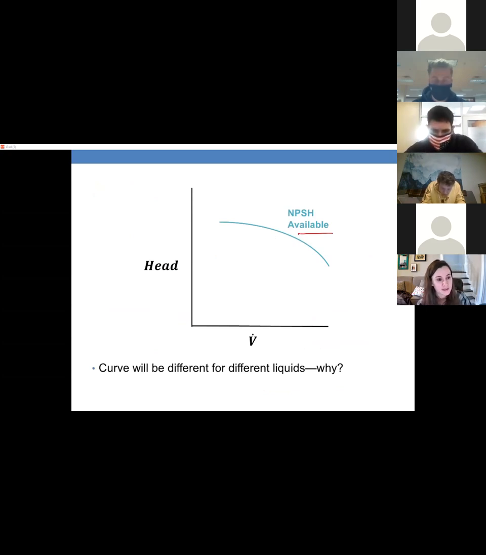This curve will be different for different liquids. Why is that? Hunter answered: the vapor pressure is going to be different for different liquids. Okay. Also, that means it'll be different at different temperatures.